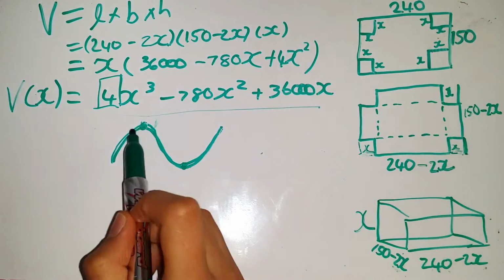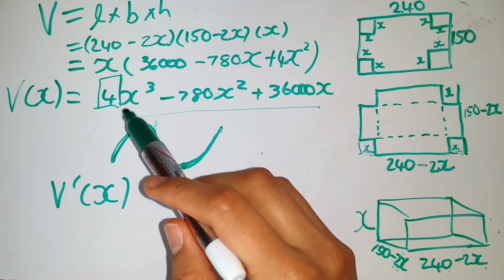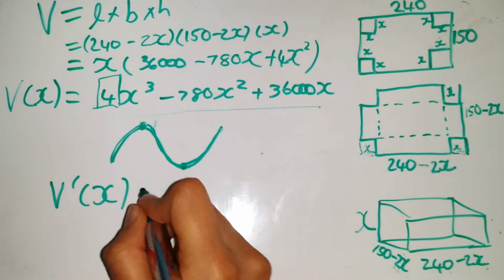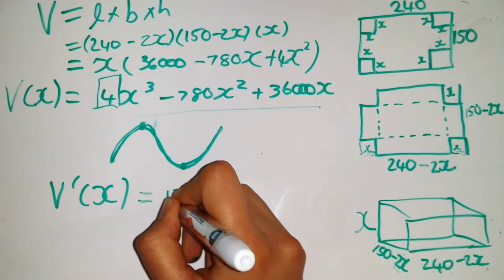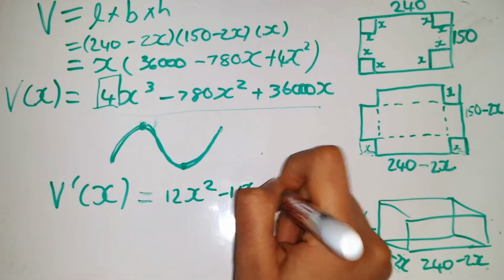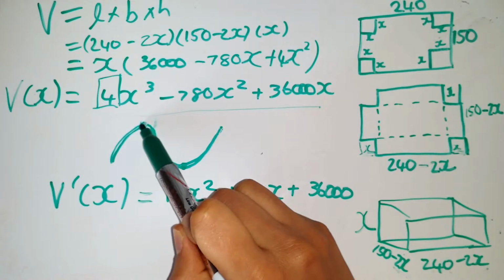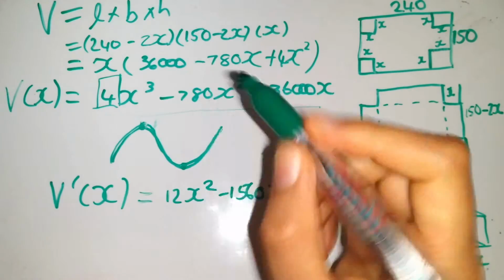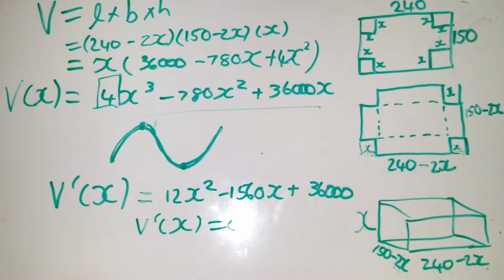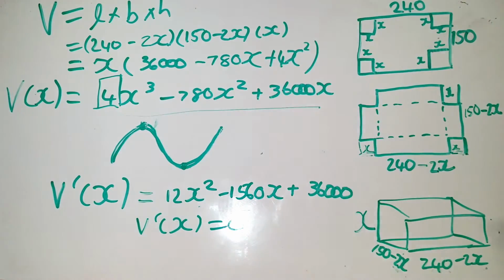Now, if we find the derivative of the function, which is the gradient of the function at any point, let's find the derivative. The gradient at a turning point is 0. So if we equate the derivative to 0, we can find the value of x at these turning points.